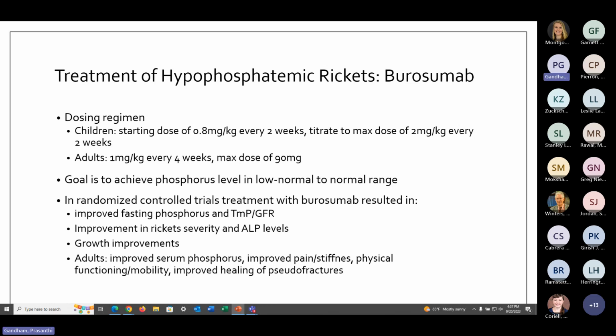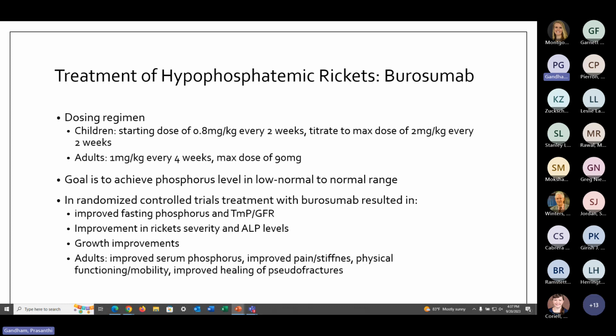Both treatment groups had improvements in rickets severity and alkaline phosphatase, but the improvements were statistically significantly greater in children who were treated with burosumab. They also saw similar improvements in rickets among the children who were less than 5 years old and in those who were 5 to 12 years old at the time of enrollment. There was a modest improvement in growth seen in children on burosumab, but because the trial was only 64 weeks long, we don't really know what the effect is in terms of final adult height for those treated with burosumab.